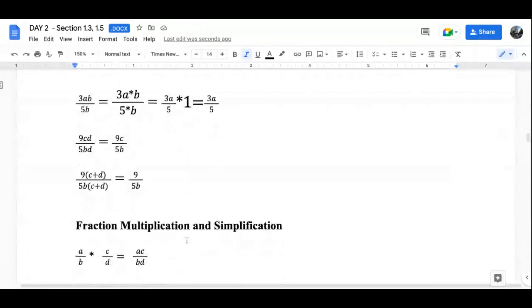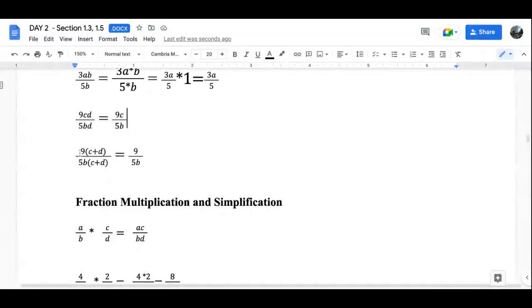Well, let's simplify this. 3AB over 5B. Well, we see B over B, right? B over B is 1. So that's just left 3A over 5. The 9cd over 5bd, or d over d is 1. So that equals 9c over 5b. 9 times c plus d, 9 times a binomial. 5b times a binomial, same binomial. So there's 9. So this one I want to do one more step.